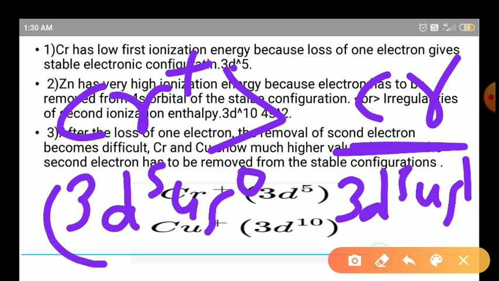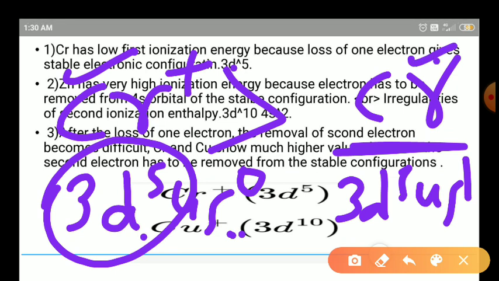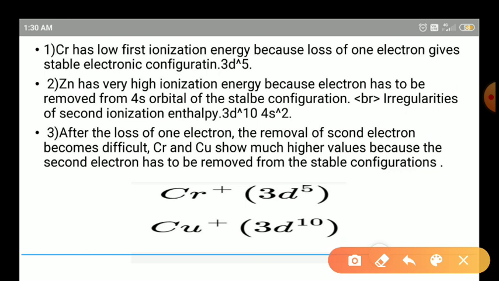So here the d orbitals are half filled, and there is no repulsion or attraction from the outer orbitals. That's why the chromium ion is more stable compared to the chromium atom, and the first ionization enthalpy of chromium is very low. The chromium atom more easily releases the first electron, because it wants to stabilize itself as a chromium ion with the 3d5 configuration in the outermost orbital. Now is it clear, students?